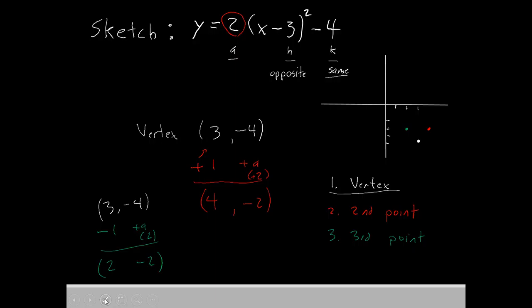There's our third point. To finish the parabola, we'll just connect all the dots and draw our curve. And it's not perfect, but it's good enough for our purposes. And that's how you sketch a parabola.